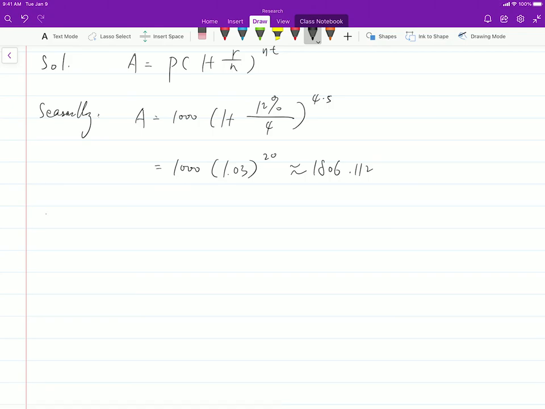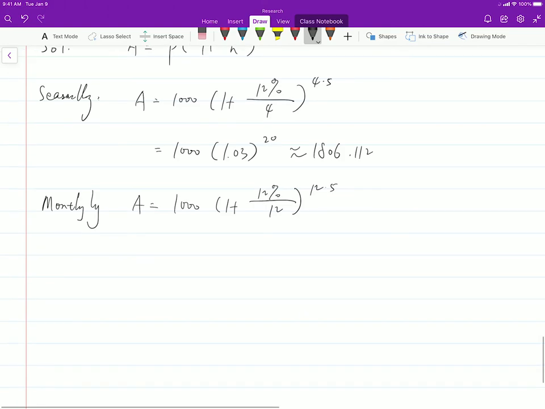All right, now let's do the monthly formula. Very easy to do. But instead of 4, you do it for 12. 12 months a year, for 5 years, that's 12 times 5, which is 60 months in 5 years. Note, this is not 3% anymore. That was the seasonal rate. This is the monthly rate. Okay. You have a lower rate, but you compound more times.